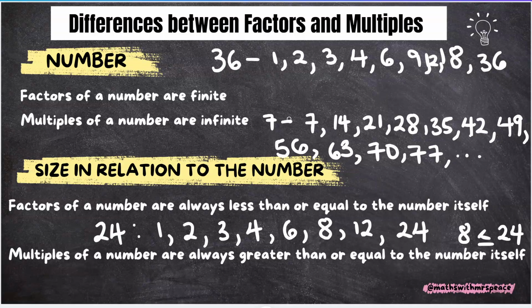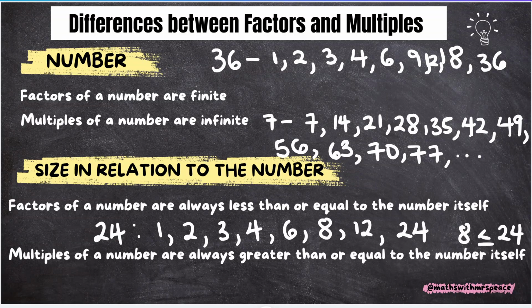So for any given number, factors will only be less than or at most equal to the number itself, not more. However, multiples of a number are always greater than or equal to the number itself. I wouldn't even say equal to the number itself, it will most likely always be greater than the number itself, depending on how far you can think. So that's the difference between factors and multiples when you talk about their size in relation to the number.